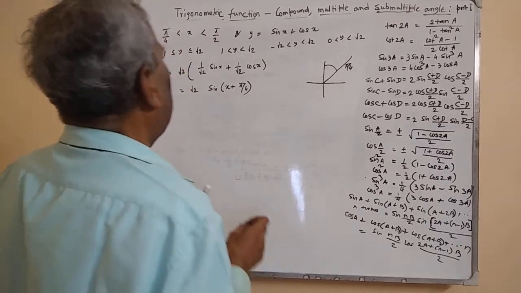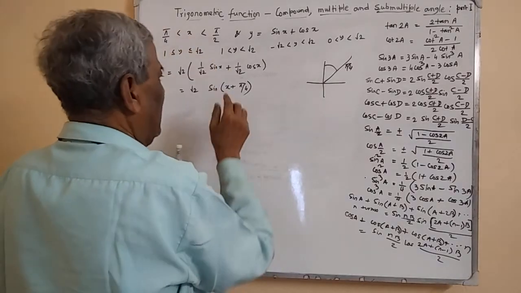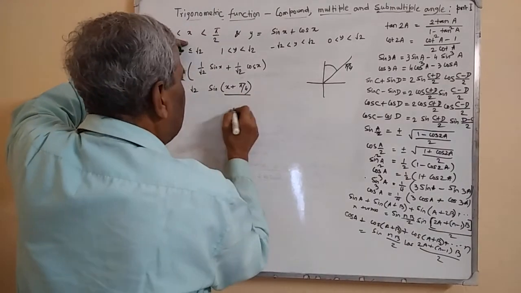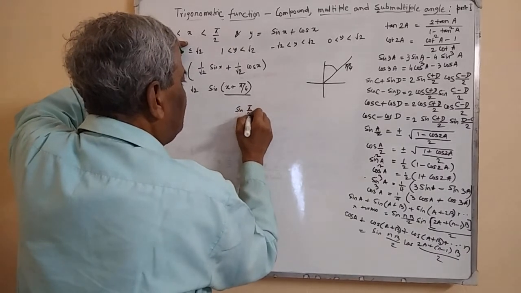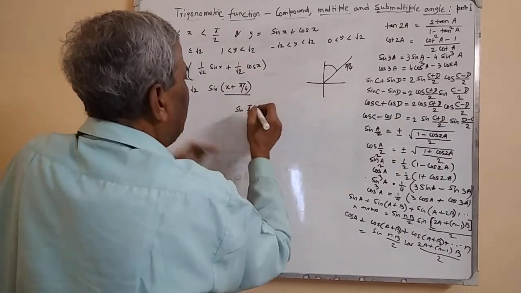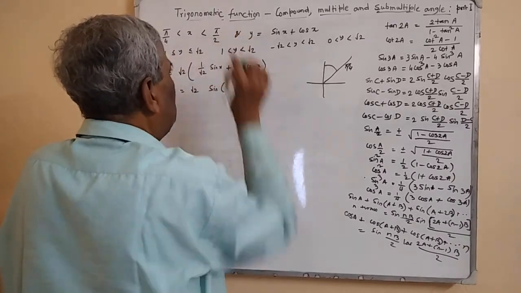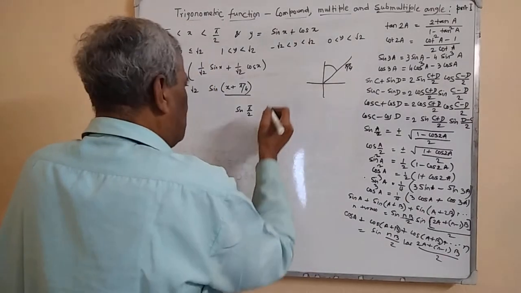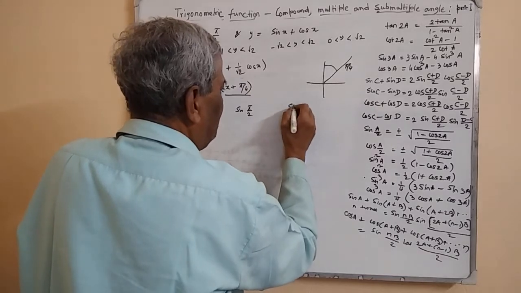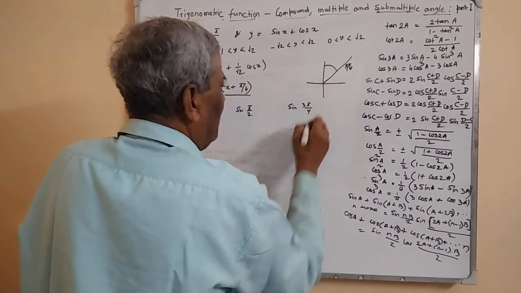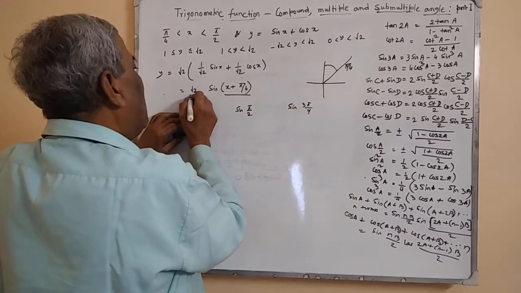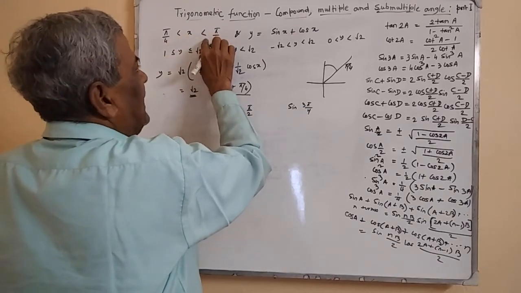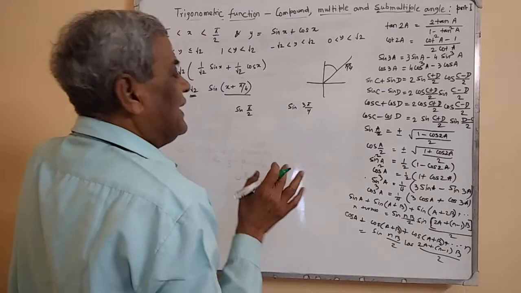Now for x plus pi by 4, the minimum value of that angle is pi by 4 plus pi by 4, that is pi by 2, when x is pi by 4. And the maximum value of x plus pi by 4 is pi by 2 plus pi by 4, that is 3 pi by 4. And root 2 is outside. And x is not exactly equal to pi by 4 or pi by 2, it is strictly less than.